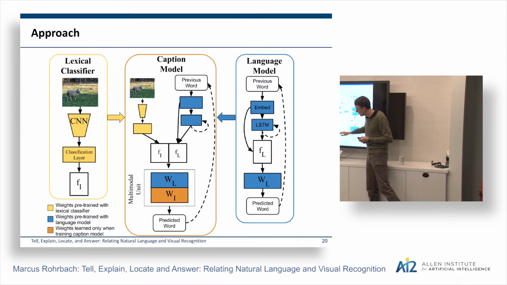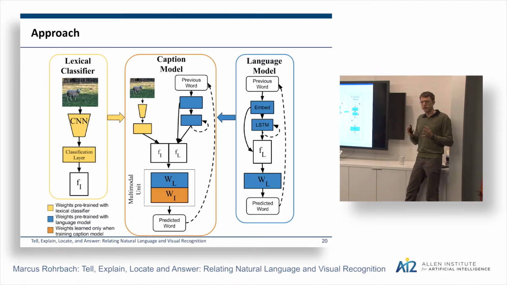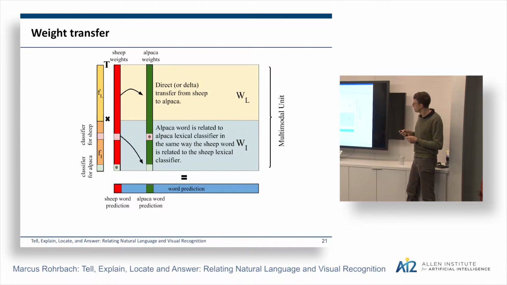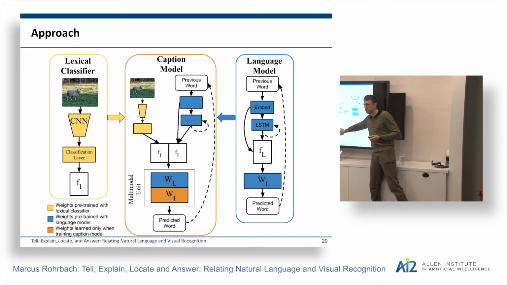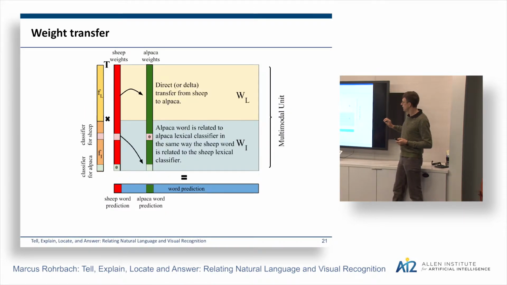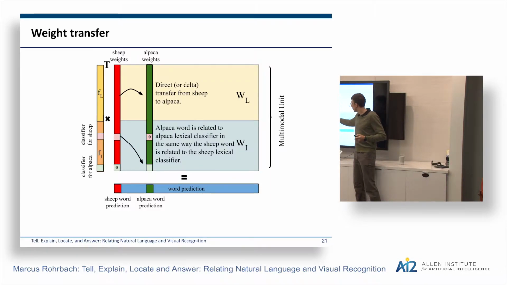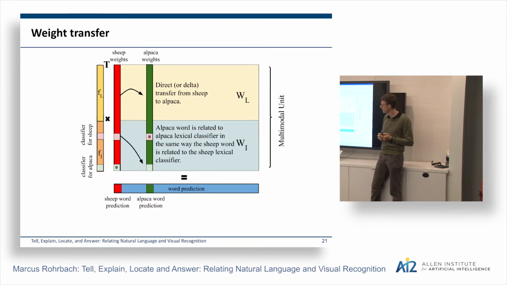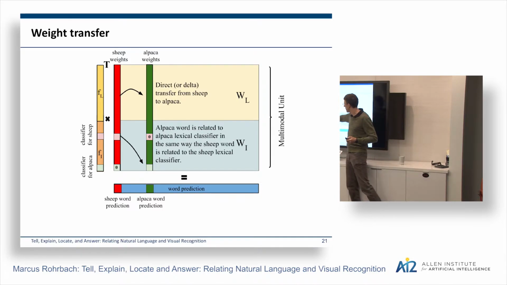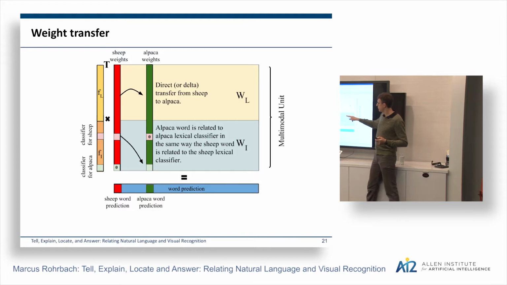One important aspect is this multimodal unit here, which allows us to actually recognize or describe novel objects. And I'll go into more detail about this now. So this multimodal unit consists of the language part and the image part. To describe a novel category, let's say in this case it's alpaca, we don't really know what this alpaca looks like in the prediction matrix. So we transfer it from a category which is similar. In this example, we use sheep as most similar and transfer the weights from the sheep category to the alpaca category and switch their activation units for sheep and alpaca.